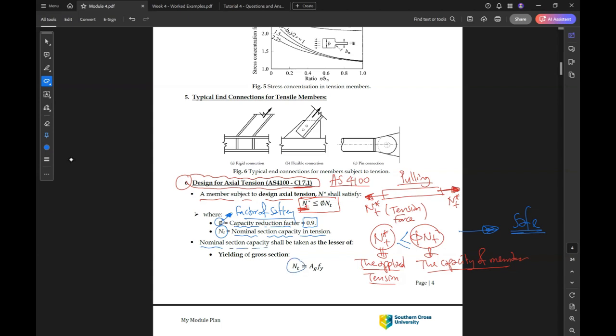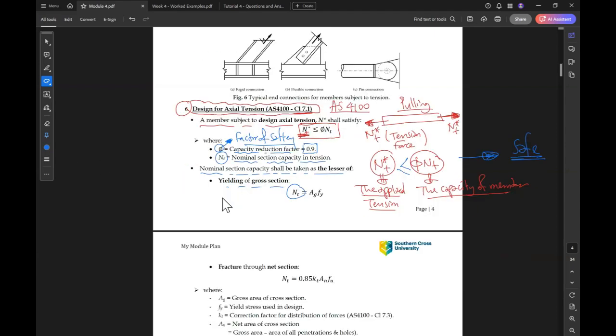The nominal section capacity shall be taken as the lesser of the yielding of gross section and the fracture of the net section. So we have two values, and NT is equal to the lesser, or the smaller, of the two. One value is A gross times F yield. The other value is 0.85 KT times AN times F ultimate.